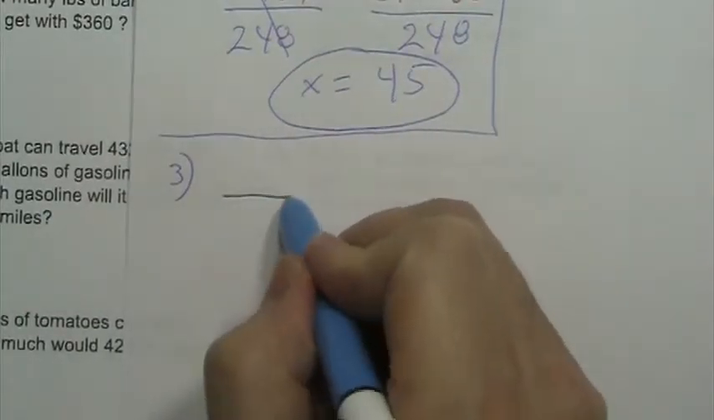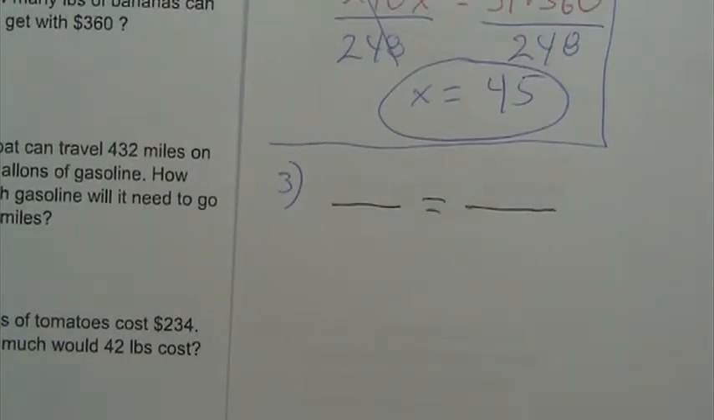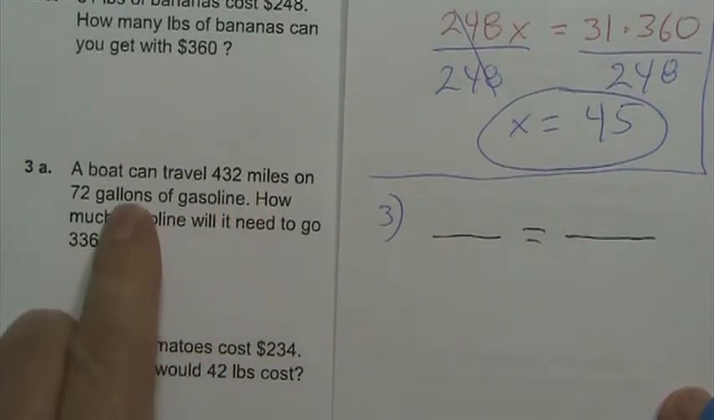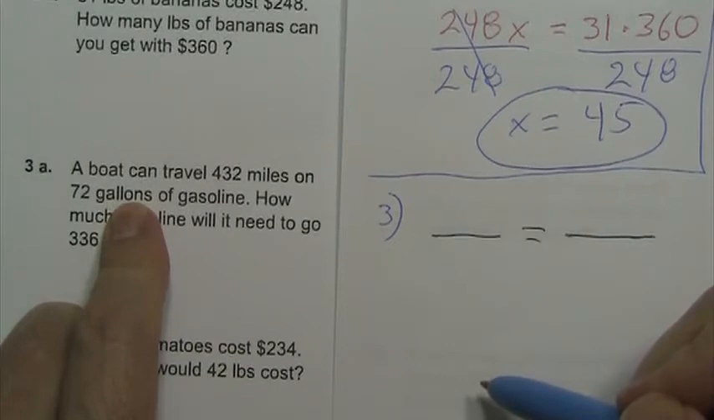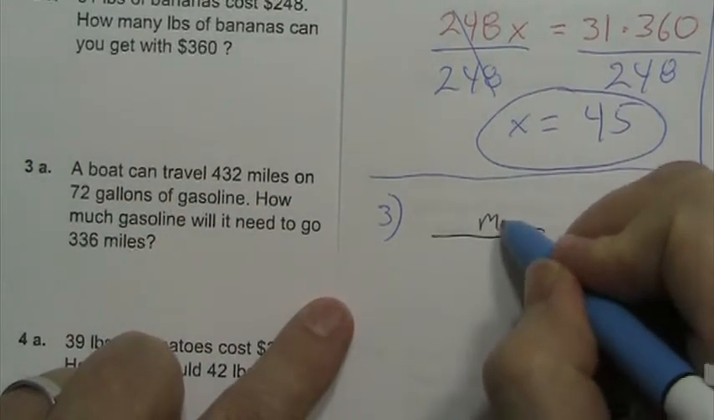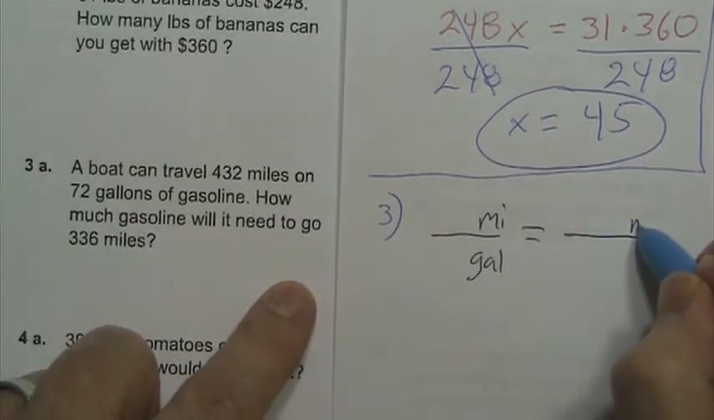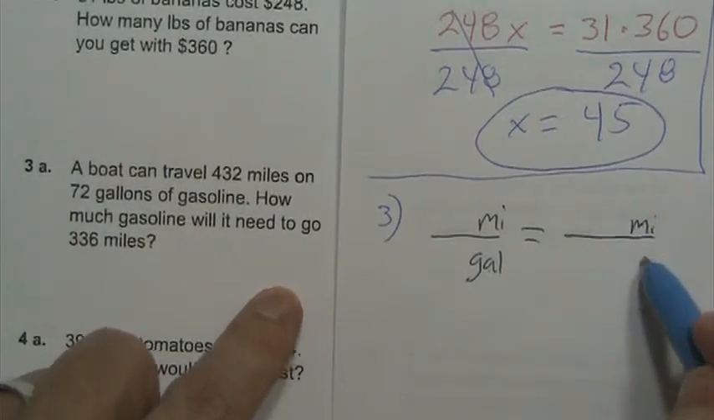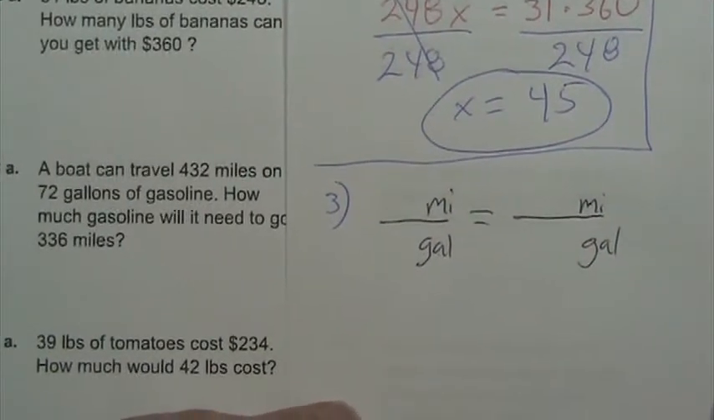Number 3, I set up my proportion. I look for the units. And if I do so, let's see, I have miles and gallons. Now, it doesn't matter. You can put miles on top or miles on the bottom. It's all going to come out the same. So I'm just going to use MI for miles, and then gallons. And I will do the same over here. If this is miles over gallons, you have to have miles over gallons. You could have it the other way, but it has to be the same.